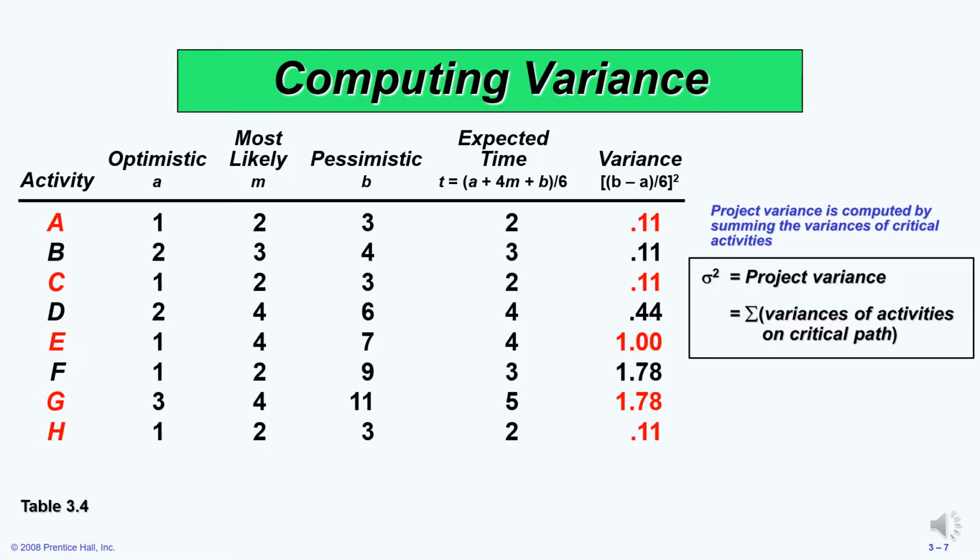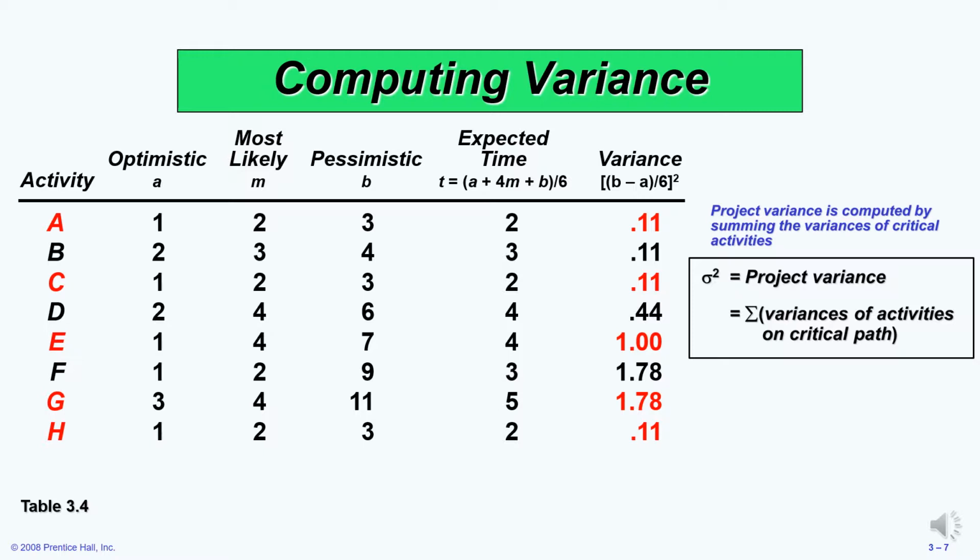So let's look at what A plus 4M is. A is 1. 4M would be 4 multiplied by 2. So 4 multiplied by 2 gives us 8. 8 plus 1 gives us 9. Plus our pessimistic time, which is B, equals 3. So 9 plus 3 gives us 12. We now divide 12 by 6. So 12 divided by 6 gives us 2. And that's how we calculate the expected time.